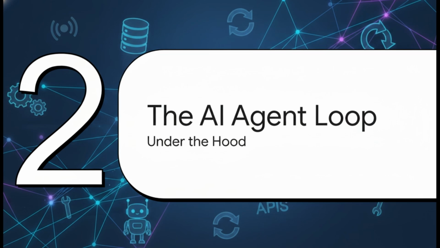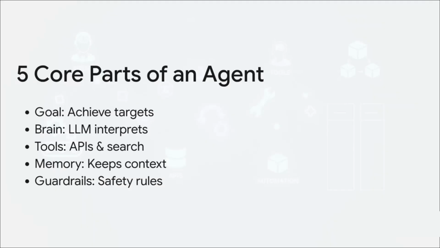Moving on to section 2, the AI agent loop. Let's look under the hood. So how does our smart intern actually process a task behind the scenes? Well, there are 5 core building blocks here. First is the goal, what it's actually trying to achieve. Second is the brain. This is usually a large language model, like ChatGPT or Gemini, which reasons through the problem. Third, and this is absolutely crucial, are the tools. We're talking web search, calendars, APIs. Tools are what allow the agent to reach outside the chat window. Without them, it just talks.